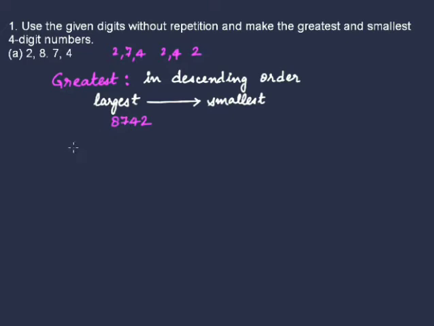Now, for the smallest number, there are 2 ways. The first way is, if you know the greatest number, then just reverse the order of the digits in the greatest number. That is, first write 2, 4, 7 and 8. Reverse it. This could be applied only when you know the greatest number. If you do not know the greatest number, then how to write it?